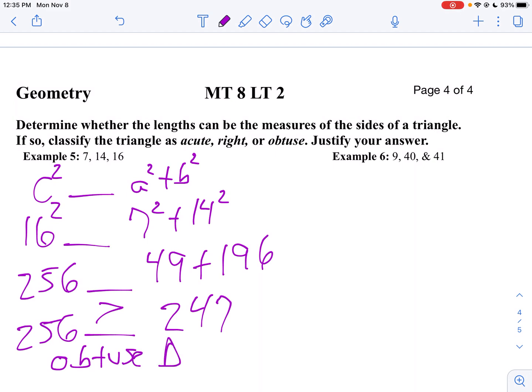Let's take a look at another example, example 6. I've got sides of 9, 40, and 41. Does that make a triangle? Well, 9 and 40 is 49, so that's bigger than 41, so yes, that makes it a triangle.